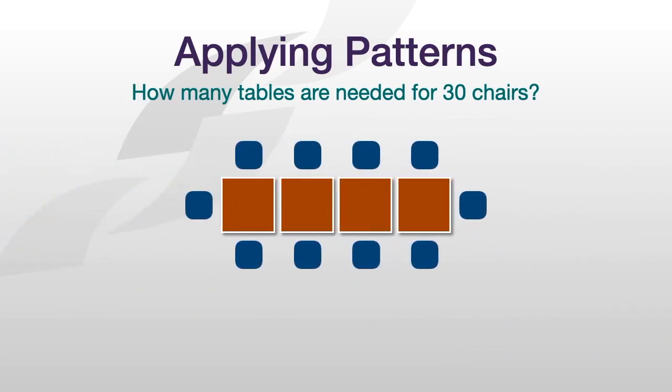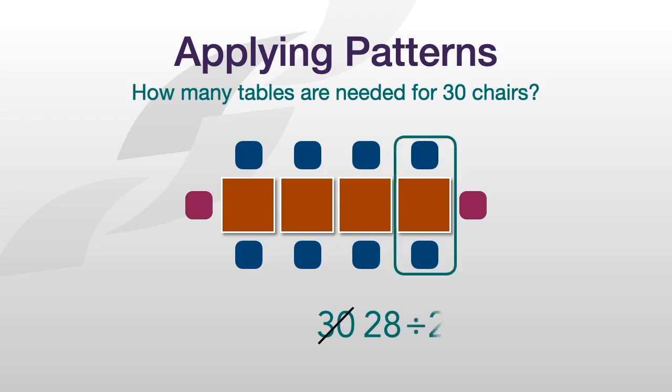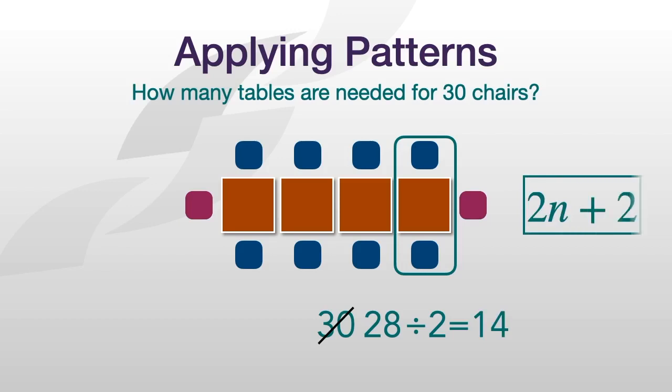Here's a different strategy we could have used. We know that we need 30 chairs. No matter how many tables we have, we'll always have these 2 chairs on the left and right sides. That means that we have 28 chairs left, and each table adds 2 more chairs. So we would need 14 more tables. This strategy corresponds to thinking of an expression for this relation, which happens to be 2n plus 2.